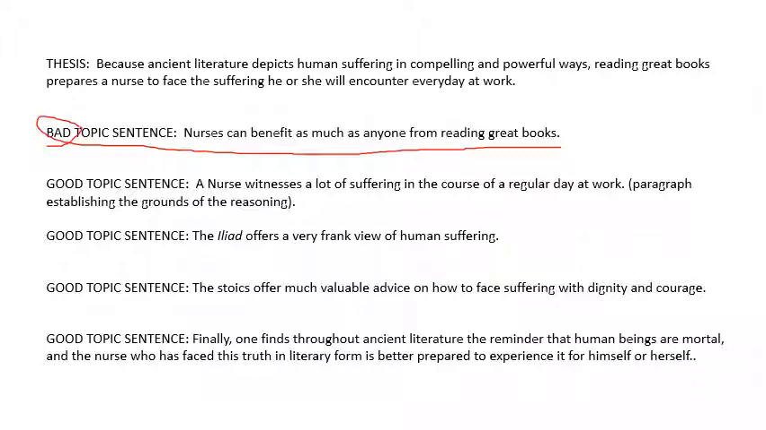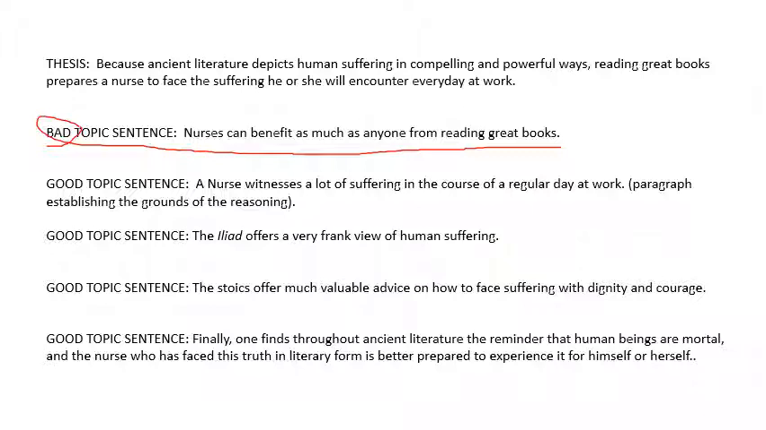And so what's a better topic sentence? You might have something like, a nurse witnesses a lot of suffering in the course of a regular day at work, as your first topic sentence. Obviously, that paragraph is establishing the grounds of the reasoning. In other words, if you're going to argue that literature prepares nurses for suffering, you need to establish that nurses do indeed encounter a lot of suffering. That's what that topic sentence is doing. Reading that sentence, I know why that paragraph is there. Okay, this paragraph is here to establish the suffering.